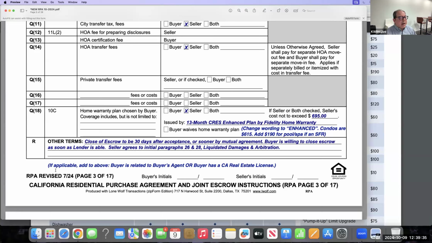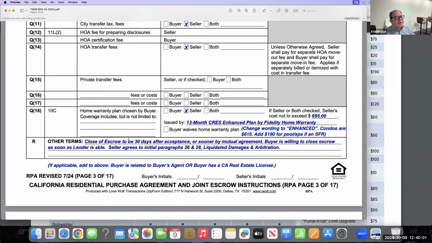Also down here, it says, if applicable, add to the above other terms. Buyer is related to buyer's agent, or buyer has a California real estate license. These are things that have to be disclosed. Here's the place to do it. So if your buyer has a license, you'll just add up here, buyer has a California real estate license. If you're related to your buyer, you'll need to add up your buyer is related to buyer's agent.